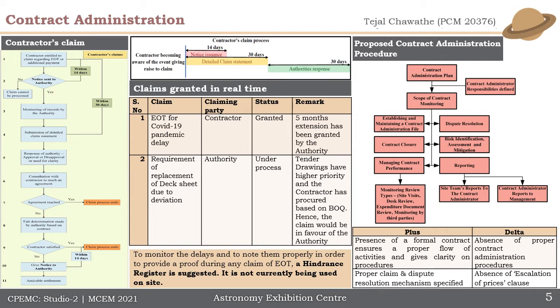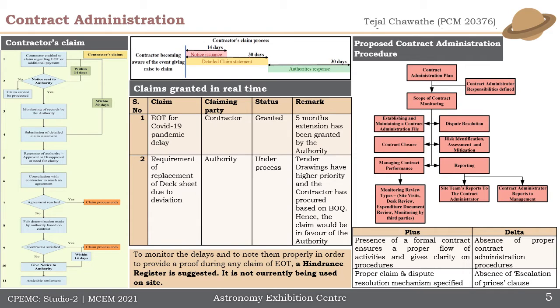Next is the contract administration. Here, the contractor's claim process was studied with the help of a flowchart, and it was seen that 14 days are available for notice issuance, 30 days for detailed claim statement, and 30 days for the authority's response. One of the claims which was granted in real time was the EOT for the COVID-19 pandemic, which was a 5 months extension which was granted.